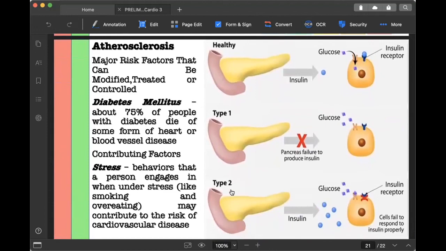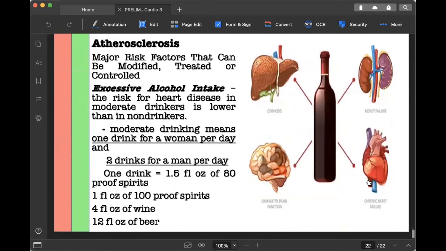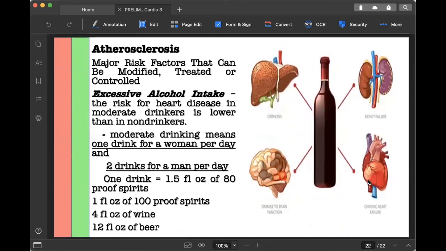Now, how about your diabetes mellitus or DM type 2? What is happening here is that the cells fail to respond to insulin properly, with the insulin receptor and the glucose. And of course, it is also associated with stress, atherosclerosis, and excessive alcohol intake as well. The risk for heart disease in moderate drinkers is lower than in non-drinkers. So maybe from time to time, it's okay to drink red wine, but not too much.